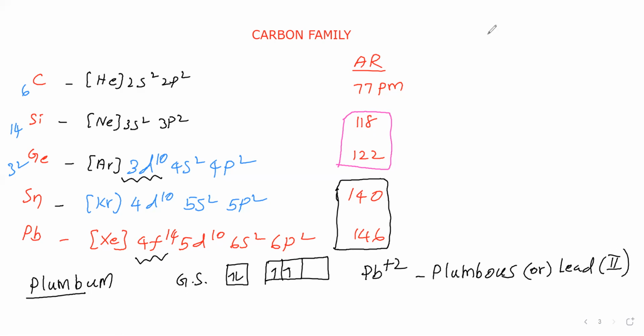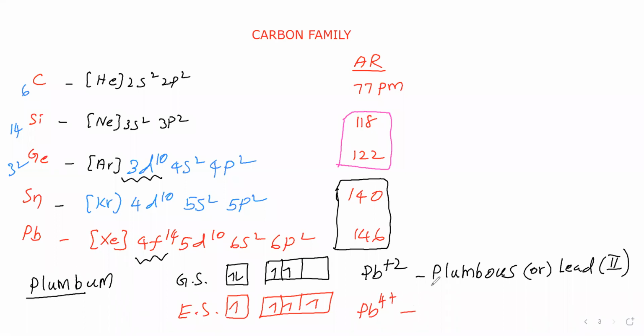Now we will go for excited state. Excited state means the 6s electron goes to 6p. That means 6s becomes unpaired, by shifting one electron to 6p. So now in the excited state, 4 unpaired electrons are there. These 4 unpaired electrons are involved in chemical reaction with a highly electronegative atom and give Pb4+.